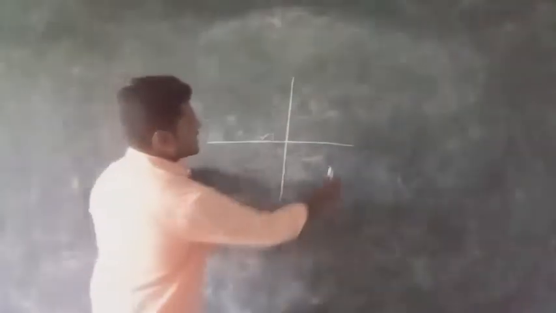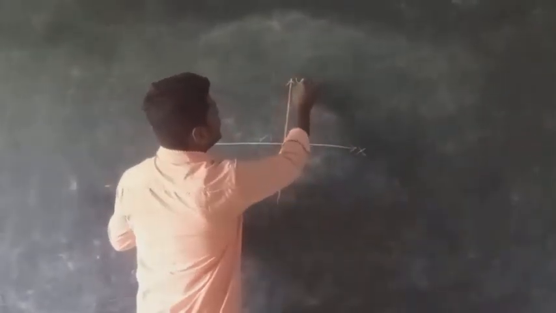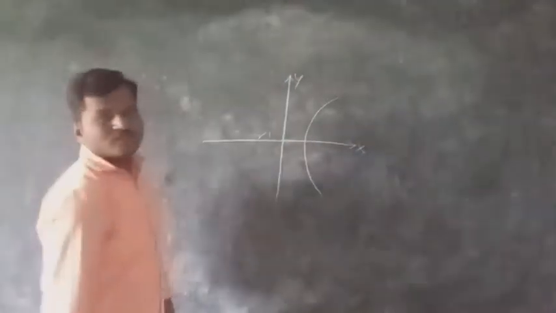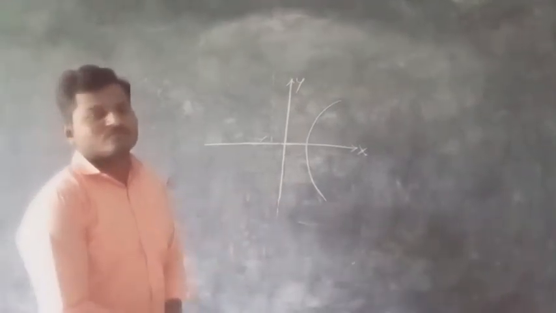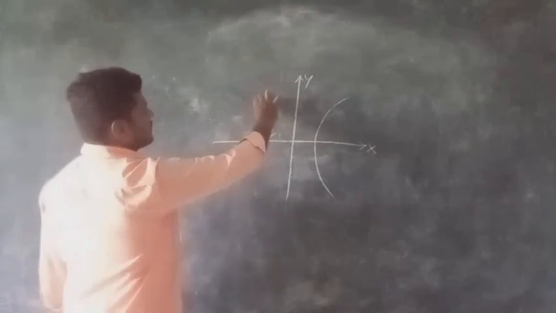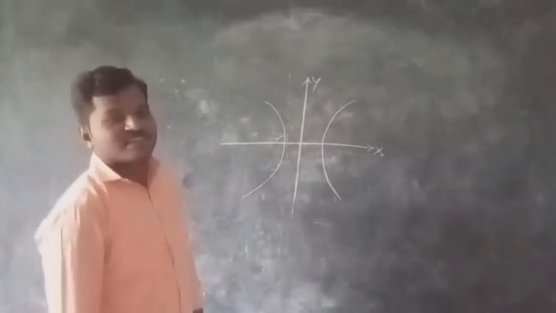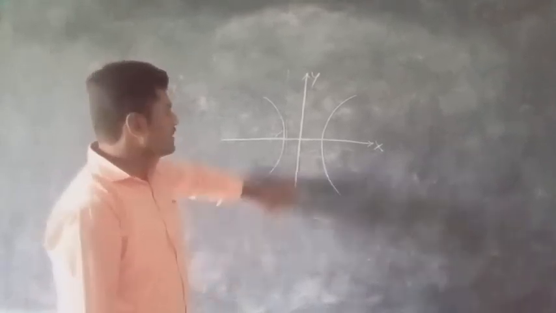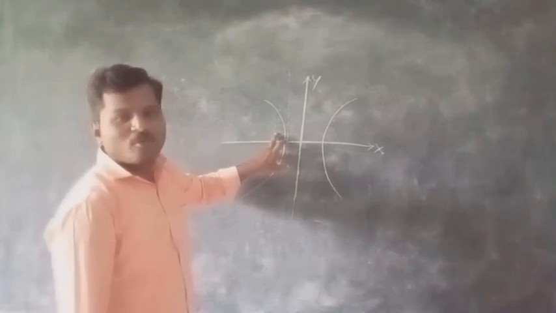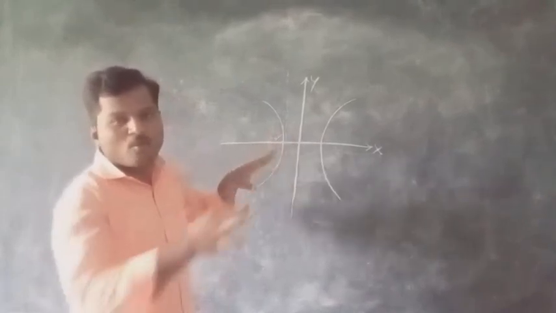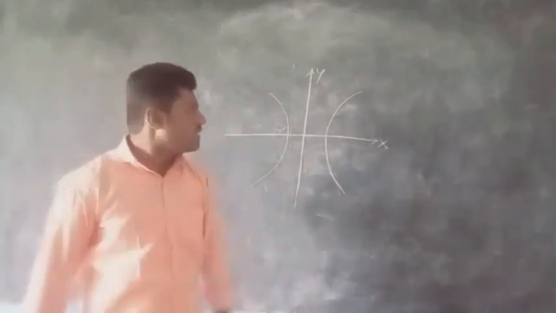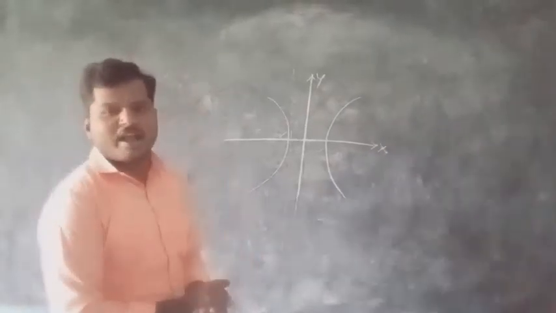Actually, this is the x-axis. This is the y-axis. Basically, this is a parabola, but this is a hyperbola. A hyperbola is in the form of a double parabola. This one and this one. A hyperbola is in the shape of a double parabola in opposite directions. In opposite directions, it is called a hyperbolic shape. Now, that is the shape of a hyperbola.